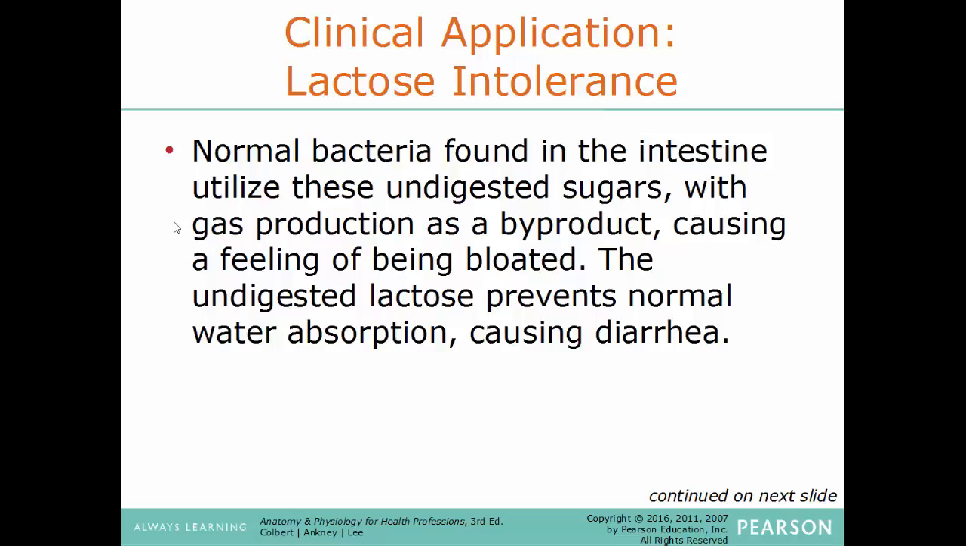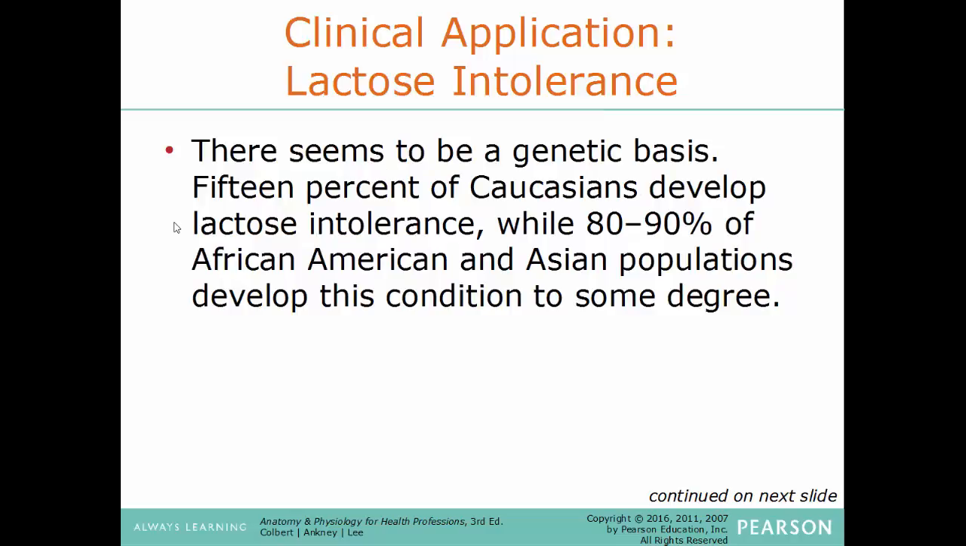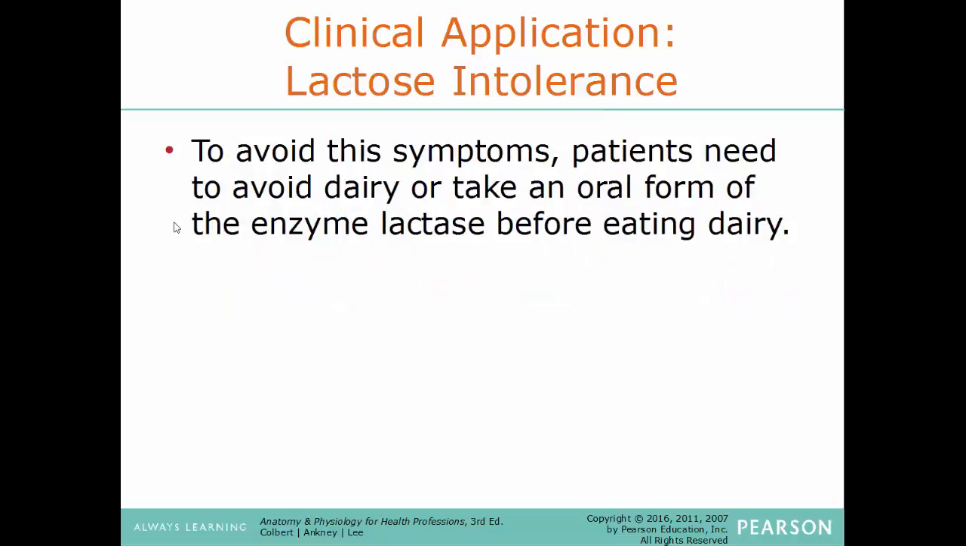Now there seems to be a genetic basis for lactose intolerance. 15% of Caucasians will develop lactose intolerance, while 80 to 90% of African American and Asian populations will develop this to some degree. To avoid the symptoms, patients who do have lactose intolerance need to avoid dairy or take an oral form of the enzyme lactase to help break down dairy products before you eat them.